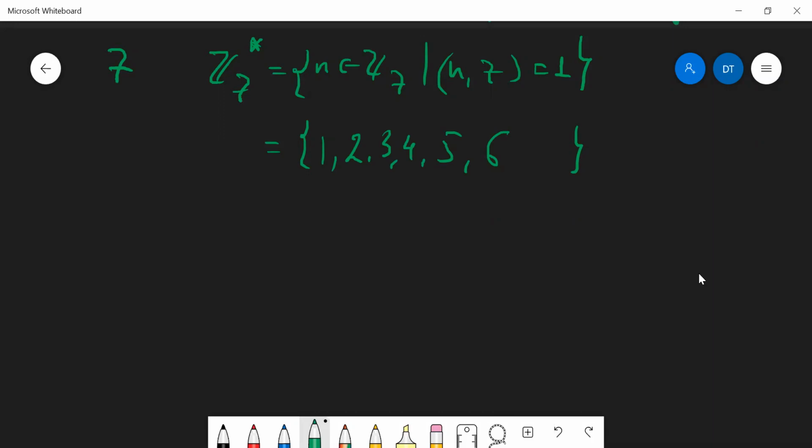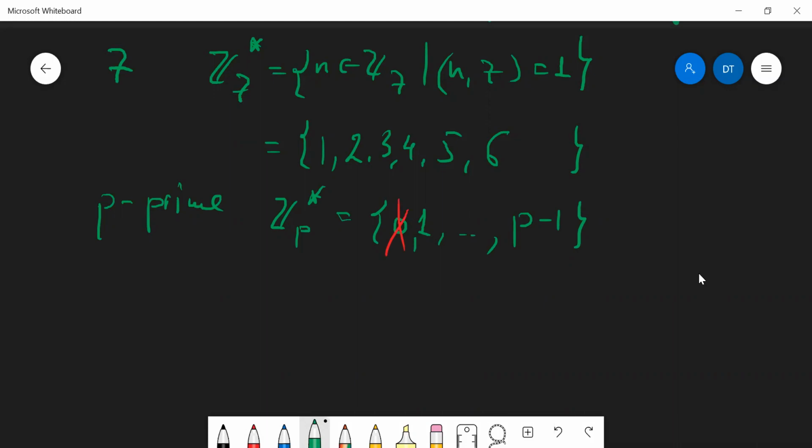Actually, for any prime number P, Z_P star consists of all non-zero elements. So you just exclude the 0 element from Z_P. Since P is prime, all elements strictly smaller than P are co-prime with P if they are not 0. So only 0 is not co-prime with a prime number.